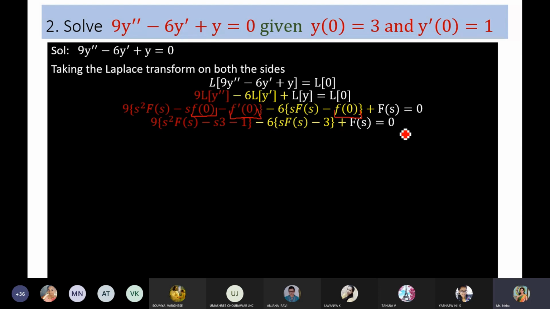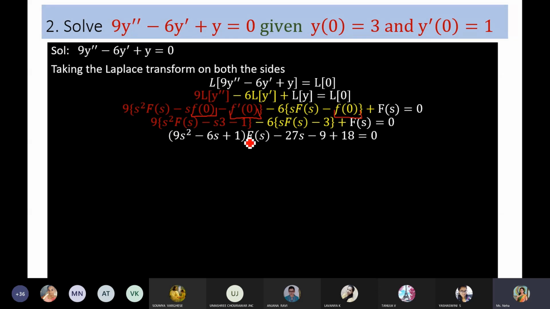Now here you will get some terms in s, some terms in constant and some terms in F(s). You just have to keep F(s) on the left hand side, rest everything you have to send on right hand side. So let's see what are the coefficients of F(s). From first term we will get 9s², from second term we will get −6s and from third term we will get 1. So (9s² − 6s + 1) into F(s).